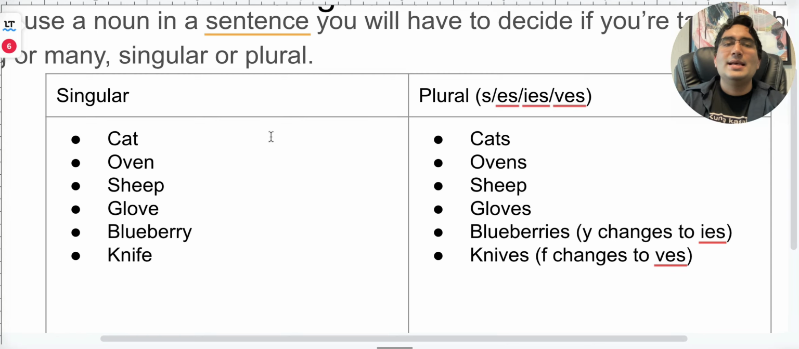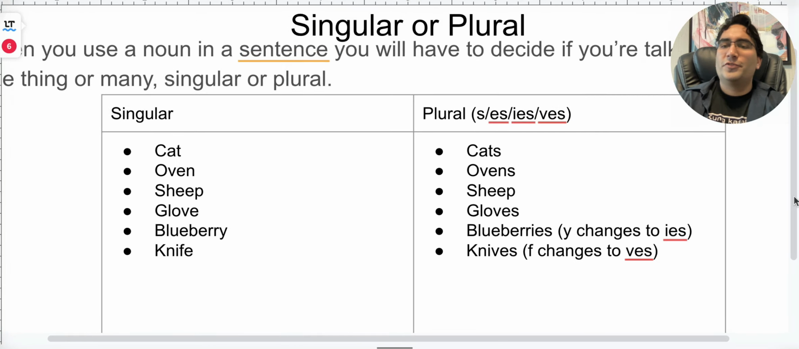Another example is knife. Now here, the F changes into VES, knives. And the same thing happens with life. So there's also the ending F, not really the last letter, but it's the ending sound. So whenever it's the ending F sound, you make it VES. So knife becomes knives. All right? Life becomes lives. Alrighty. So something like cherry would become cherries with IES. And those are all nouns which you can convert between singular and plural following these rules.